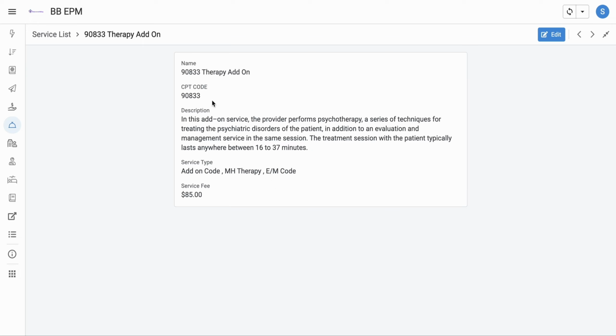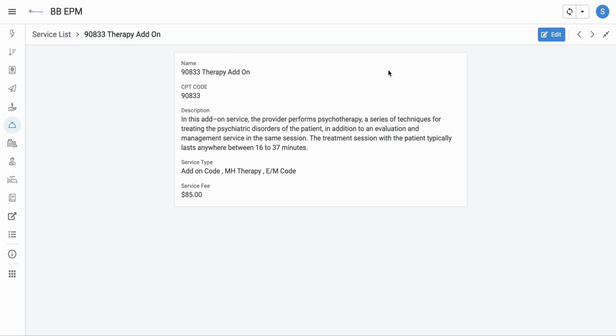And remember, this is an add-on service, okay? So this is for psychiatric services. So a psychiatric provider typically performs psychotherapy services in combination with an E&M code because this is an add-on. So evaluation and management services should be provided within the same session, for the same date of service, in addition to the 16 to 37 minutes of psychotherapy in order to utilize the 90833.